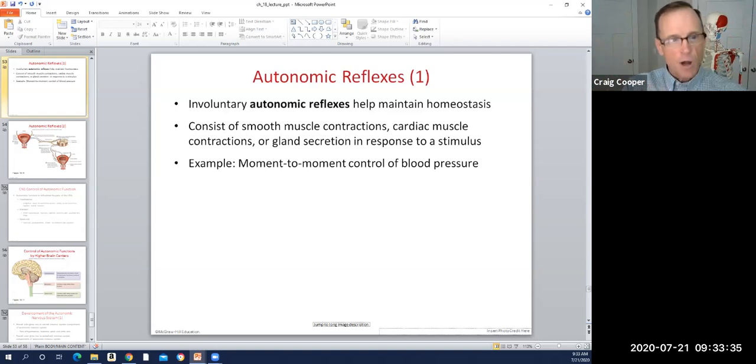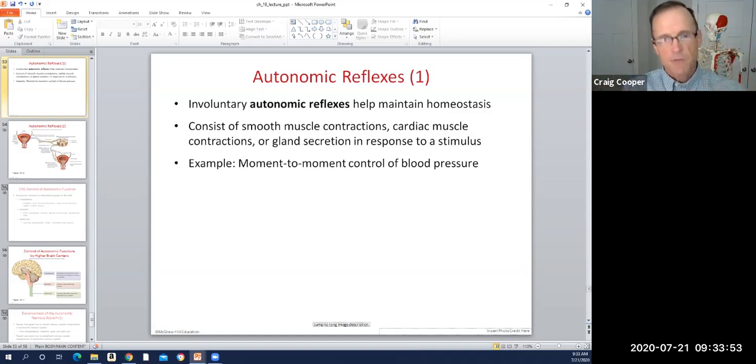And so these autonomic reflexes, we've got what are called baroreceptors that sense pressure inside our vessels. They'll be like, hey, the pressure is really low in these carotid arteries right now. We need to beat harder and we need to beat faster. Otherwise, we're going to pass out.